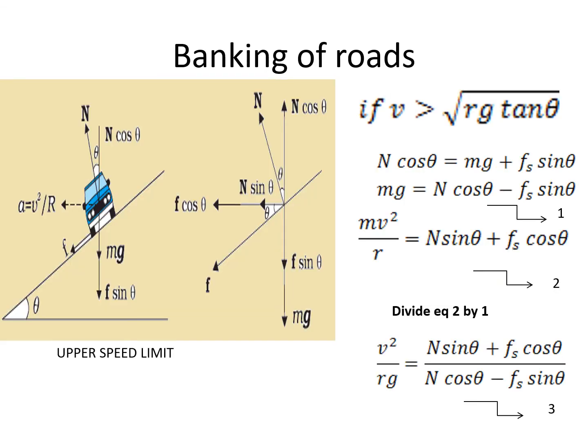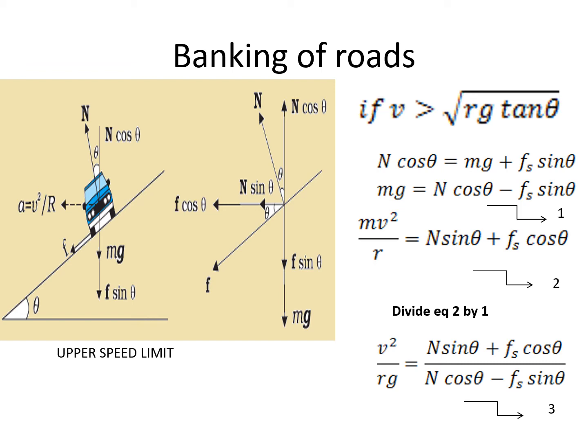In the previous slide, we had learned why the roads are banked. If the vehicle, like a car, truck or a bus, is moving on a banked road and its velocity is greater than the optimum speed equal to under root of Rg tan theta, then the vehicle starts skidding towards the outer edge of the road.